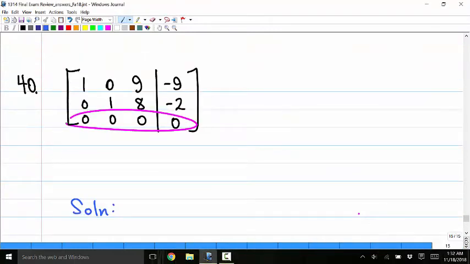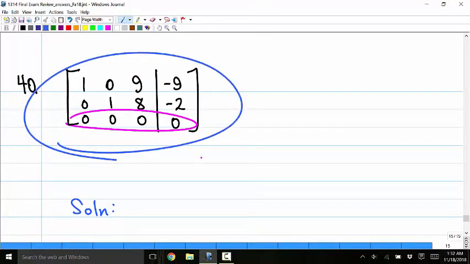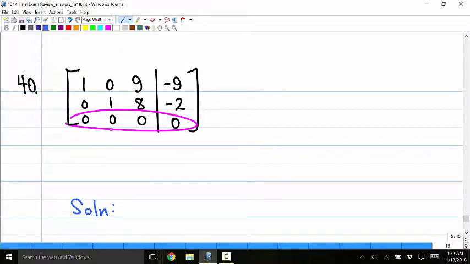Number 40, if I give you this matrix that is in row reduced echelon form, you notice that the bottom row is all zeros, so you know that there are infinitely many solutions. I want you to give me the formula to find all of those solutions.